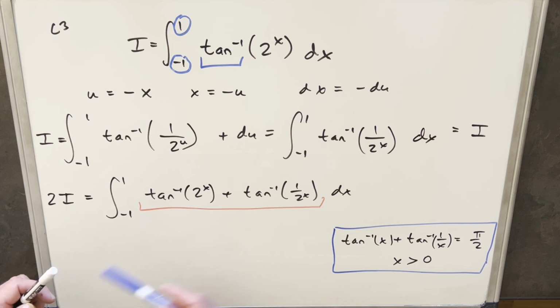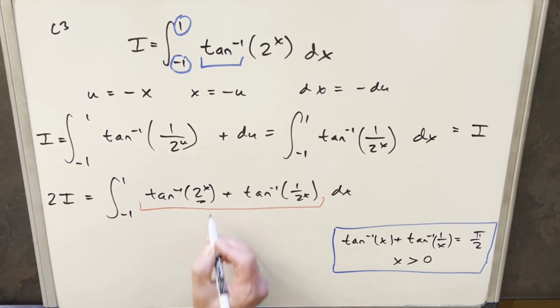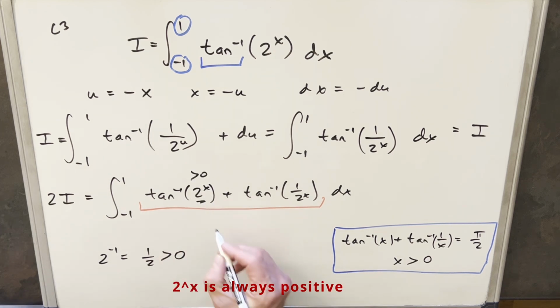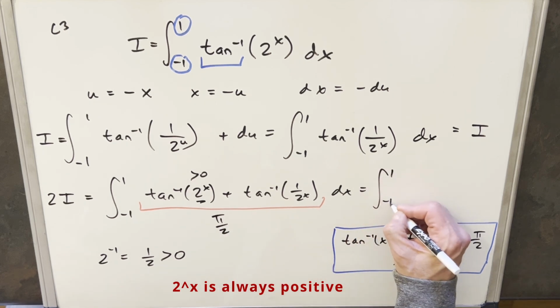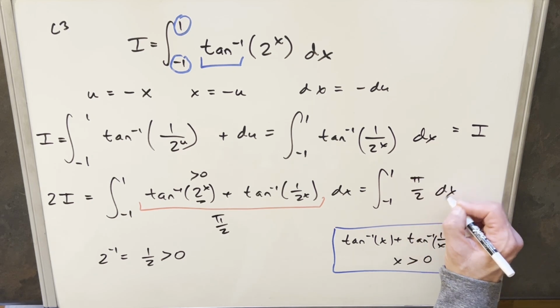But in this case, our x value is this input. So it's 2 to the x. If our input is 2 to the x, 2 to the minus 1 is just 1/2, which is still greater than 0. So what that tells me is we can use this. This whole thing is actually going to be pi over 2. And we're just going to integrate from -1 to 1 of pi over 2, which is a constant value.